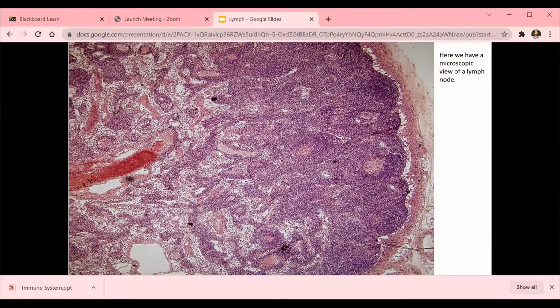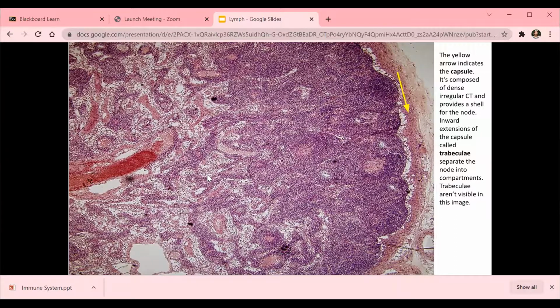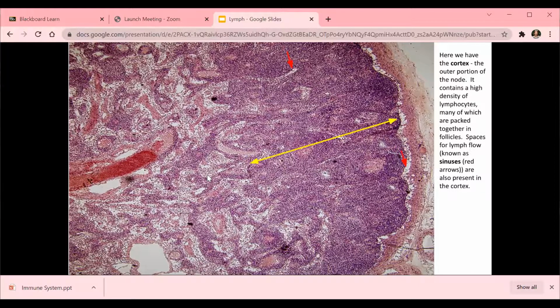Here you can see the microscopic view of the lymph node. You can see the capsule of the lymph node, the trabeculae which come inside, the outer cortex, and the inner medulla. This yellow arrow shows you the capsule. The yellow arrow in this picture shows you the cortex, and also you can see the subcapsular sinus beneath the capsule and the trabecular sinus around the trabeculae.